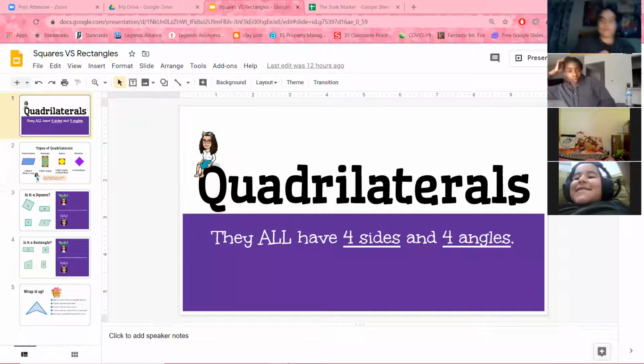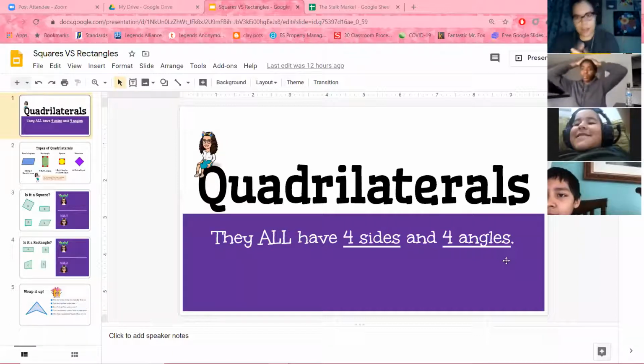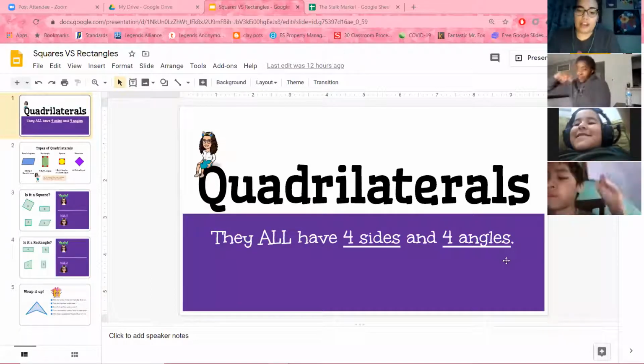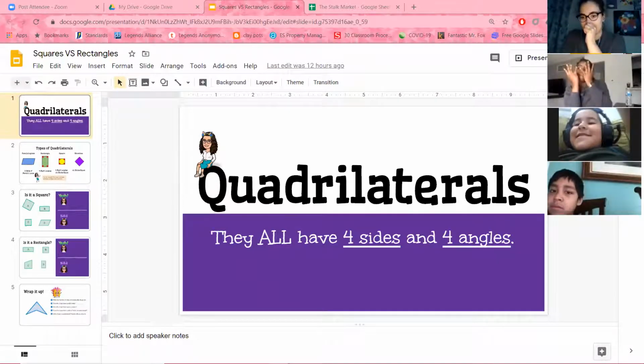Okay, so you probably remember this from last time. Today we're going to kind of wrap up, though not really, because we're still going to do it on Thursday, but we're going to put together everything we've learned about quadrilaterals. What we know is that every quadrilateral has how many sides and how many angles?